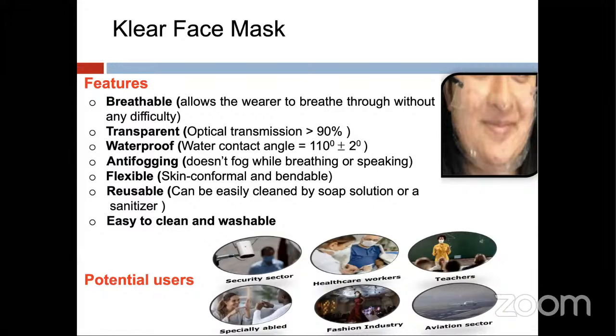Potential users are in security, where some institutes depend on capturing your photos, but with a cloth mask the entire picture cannot come. So it can help in the security sector, where you can have this transparent mask on. It can also be used by healthcare workers who are regularly in touch with potential patients, teachers, and the fashion industry, as this adds fashion to your accessories also. So everywhere you can use this mask.